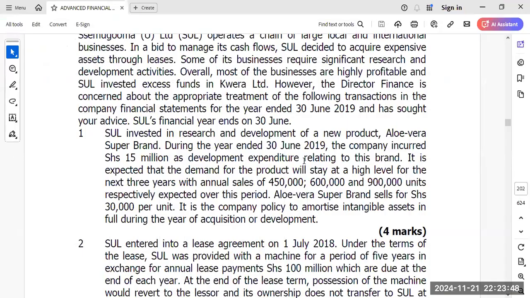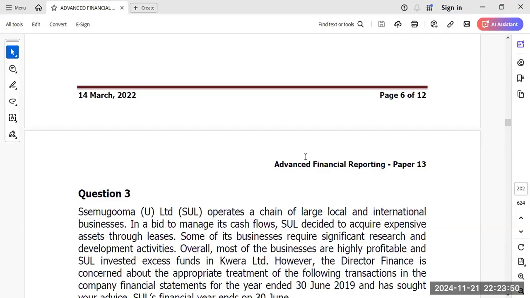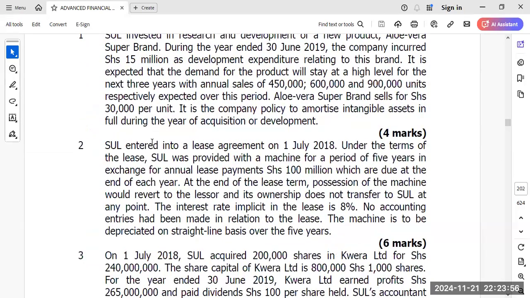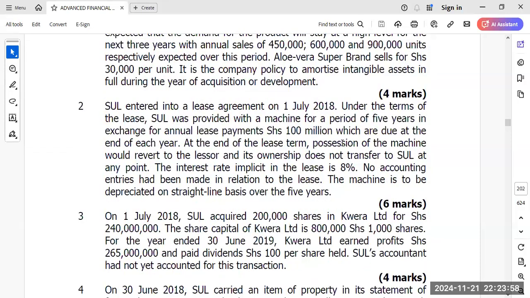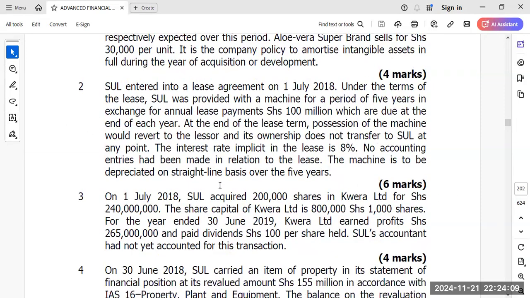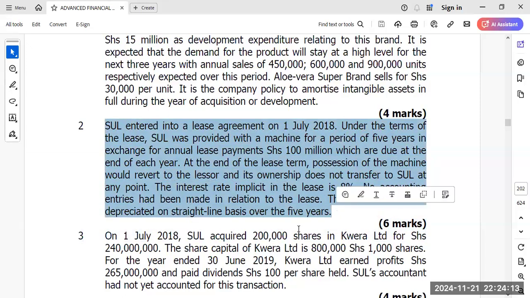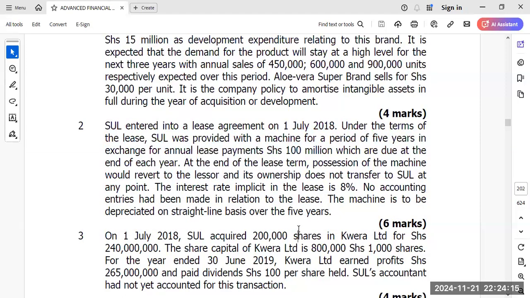We are going to start with March 2022, question 3. March 2022, question 3. Note number 2. You read it through. 6 marks. You read it through.